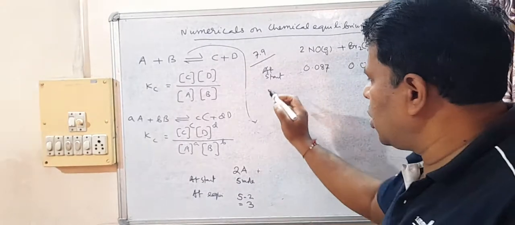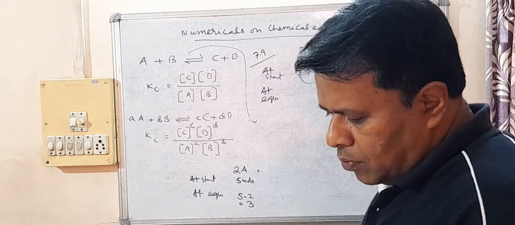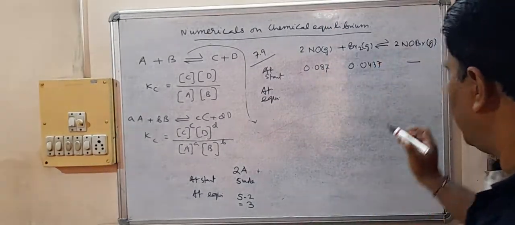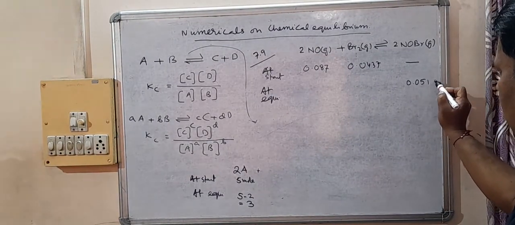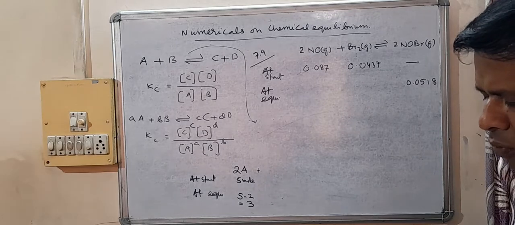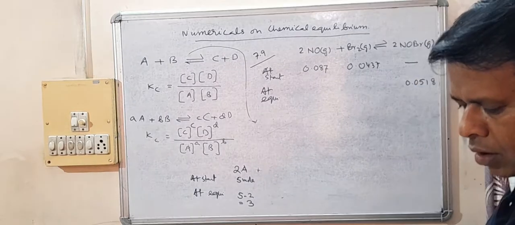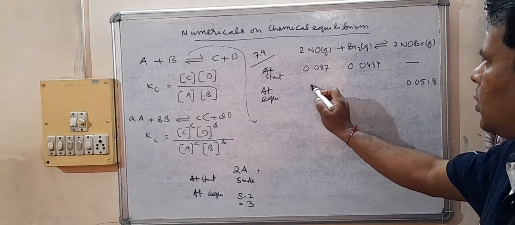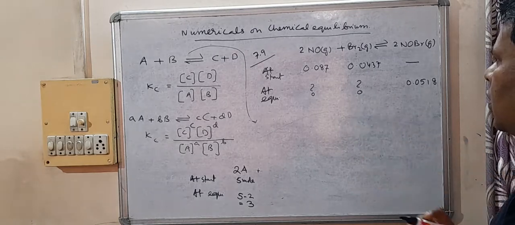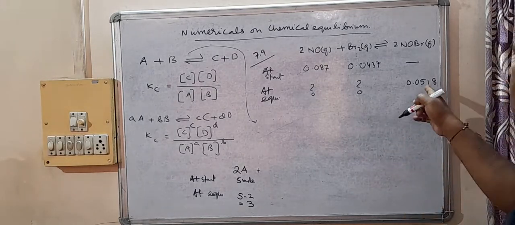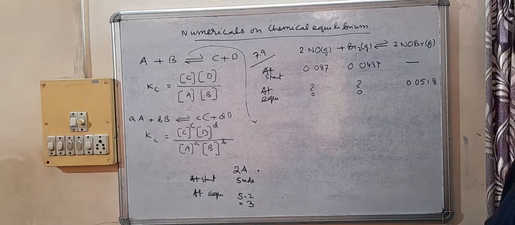And in the question it is given that at equilibrium 0.0518 moles of NOBr is obtained. Then we have to find out the equilibrium amount of NO and the equilibrium amount of Br2 when this much amount of NOBr is produced. So this is the question.